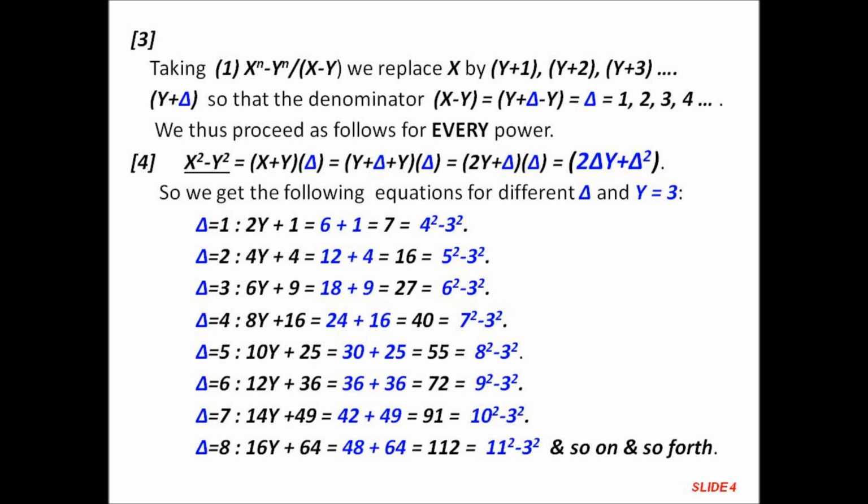4. x squared minus y squared equals (x plus y) all multiplied by delta, which is equal to (y plus delta plus y) all multiplied by delta, which equals (2y plus delta) all multiplied by delta, which equals 2 delta y plus delta squared, the basic equation. So we get the following equations for different delta and y equals 3, which can be continued ad infinitum.